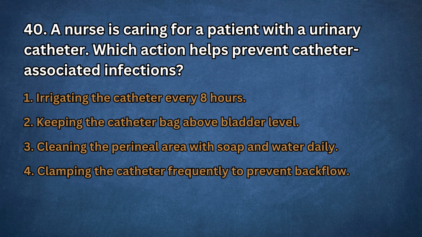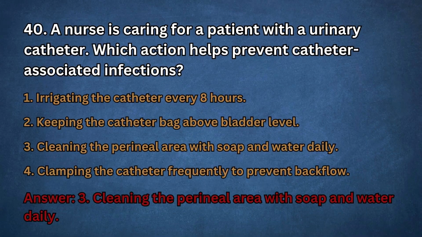Which action helps prevent catheter-associated infections? 1. Irrigating the catheter every 8 hours. 2. Keeping the catheter bag above bladder level. 3. Cleaning the perineal area with soap and water daily. 4. Clamping the catheter frequently to prevent backflow. Answer 3. Cleaning the perineal area with soap and water daily.